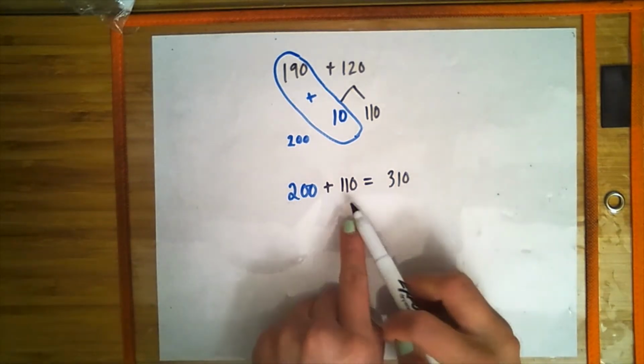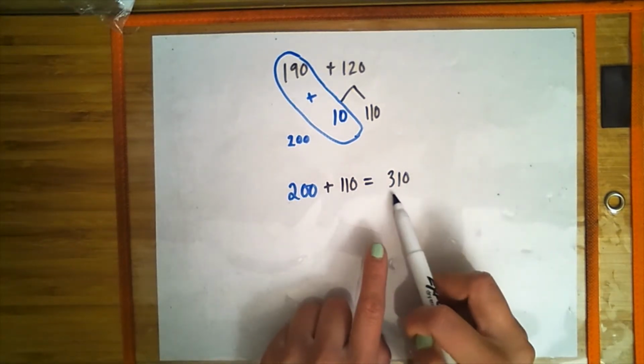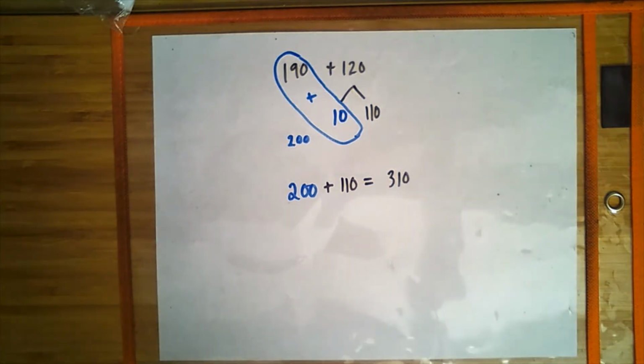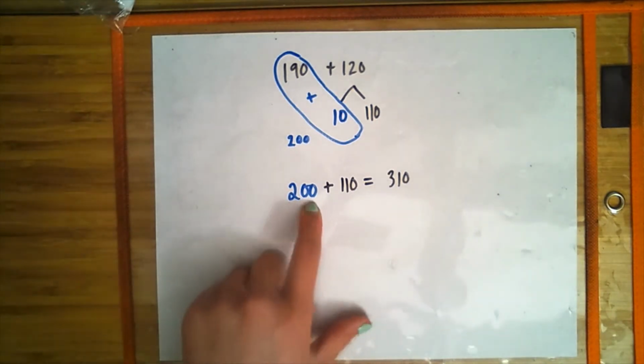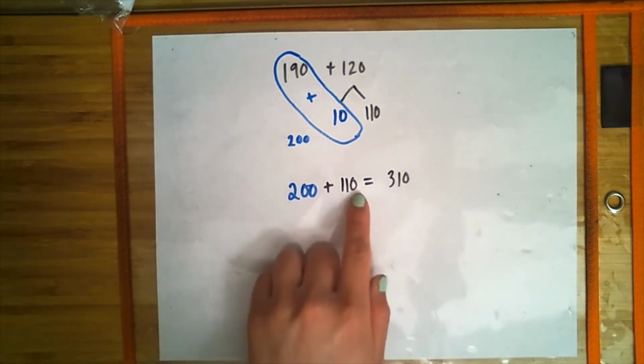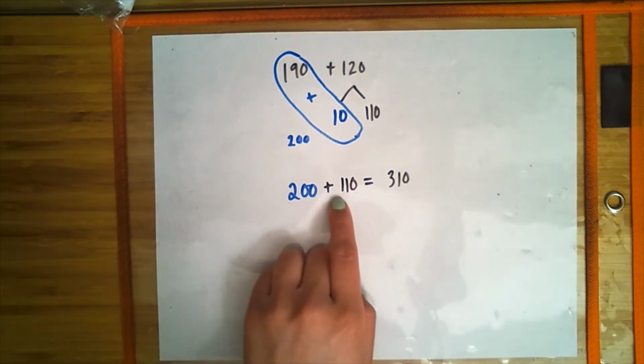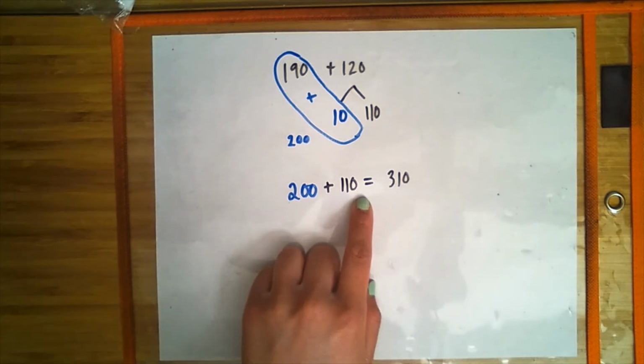And then I added 10. So that equals 310. If place values are helpful for you, you can also think about it in place values. 200 is the same thing as 2 hundreds. 110 is the same thing as 100 and 10 ones.